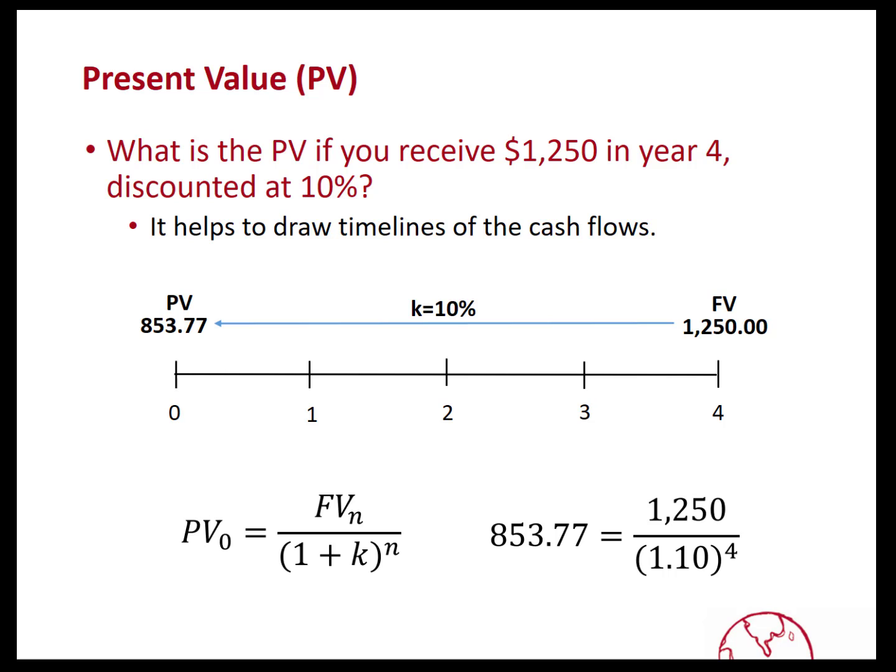First, the present value is smaller than the future value. Notice that $853, once you invest it for 1 year at 10%, you're going to earn $85. So you're going to be up to around $935, roughly. The next period, you're going to add another 10% of that, and then another 10% again. So as you can see, it is growing each year, and the total will be worth $1,250 in this example.